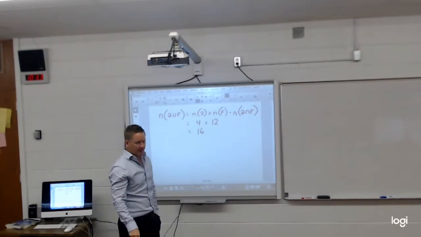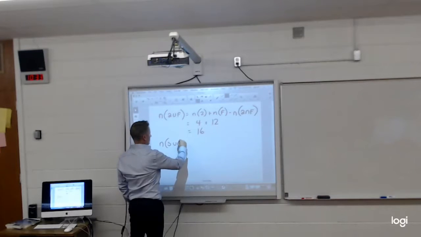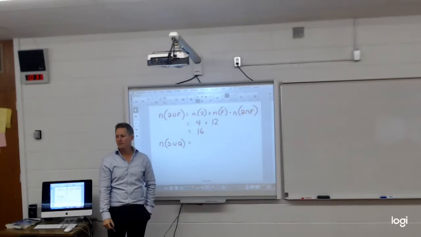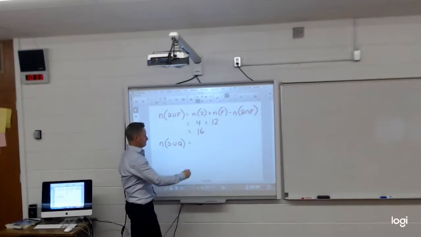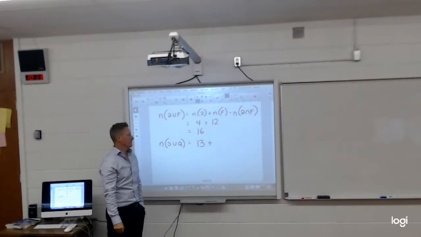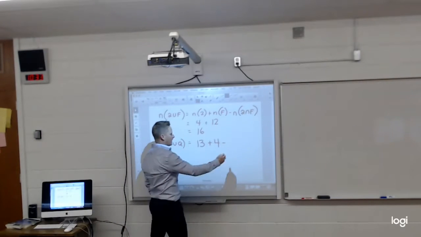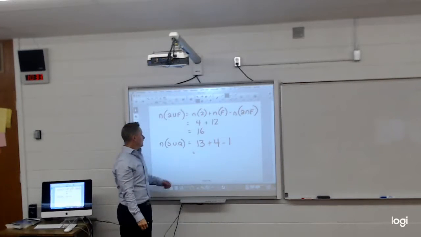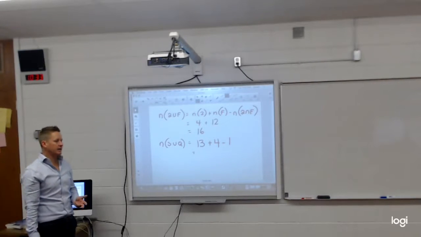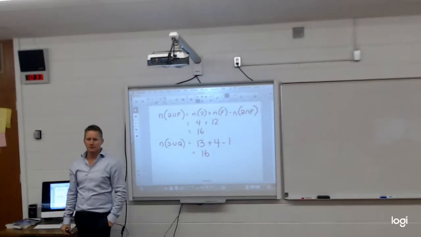How about a spade or a queen? Number of spades or queens. So how many spades are in a deck? 13 spades. Each suit has 13. How many queens are in the deck? 4. How many queens of spades are there? 1. So I have to subtract it. Number of spades plus number of queens minus the number of queens of spades. Again, 16.